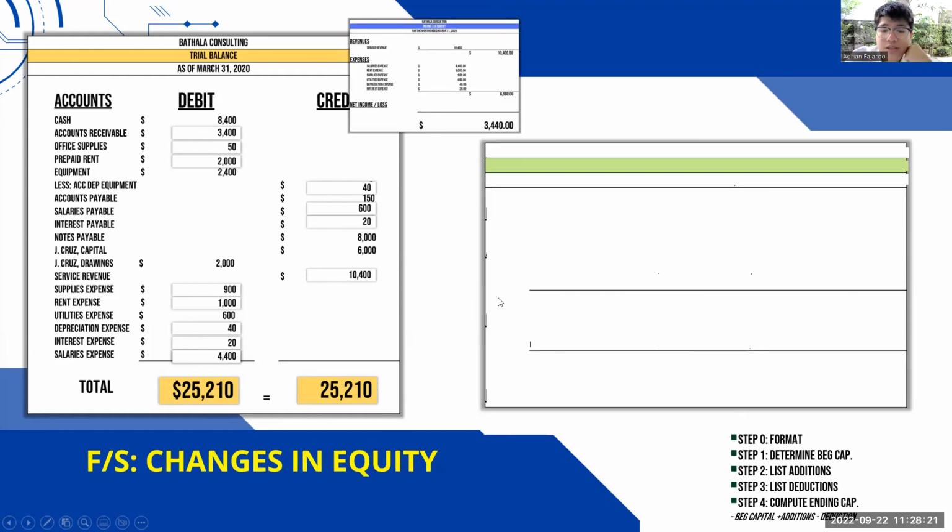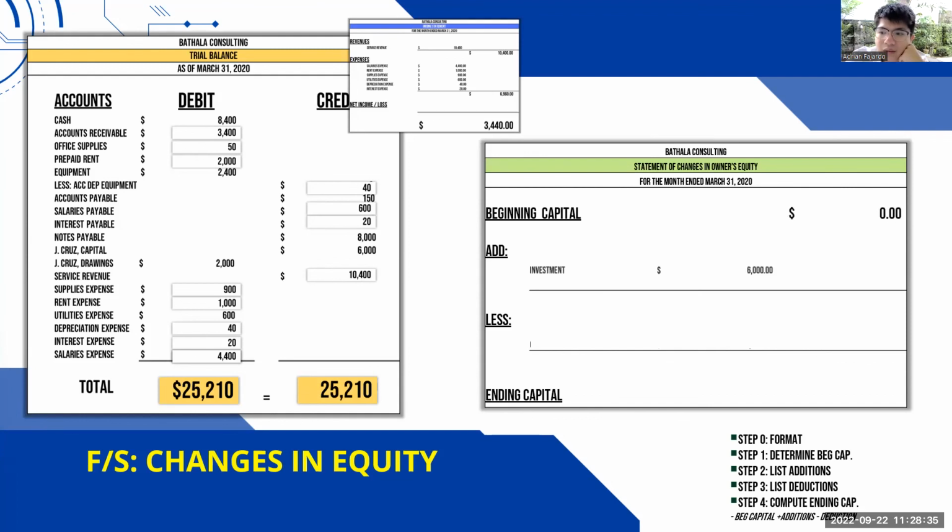Let's go to owner's equity. So Bathala Consulting for the month ended March 31. What is beginning capital? What are additions? What are deductions? What is our ending capital? Beginning capital 0. We add investment of 6,000. So nasa yung investment. J Cruise capital of 6,000. So investment 6,000. We get the 3,440 in net income, giving us 9,440 in additions. We less our drawings. J Cruise drawings is 2,000. So 2,000. And therefore, our ending capital is 7,440. So again, we're done with owner's equity.